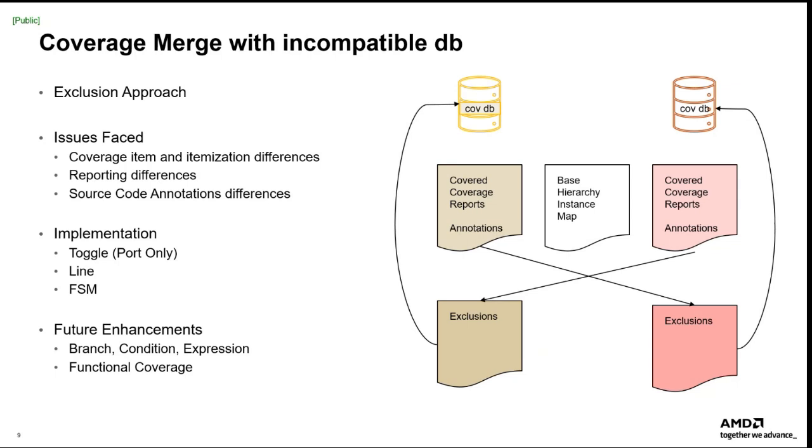What it means is that one of the biggest downsides or disadvantages of the workflow we did is that for each of those coverage databases we're merging that come from different vendors, we need to create another set of scripts. So it only works for two sets of vendors. We currently implemented that for Toggle, for Line, and for FSMs. It works fine. The future enhancements are still work in progress: branch, condition, and expressions. We are also thinking about functional coverage. So that's work in progress.